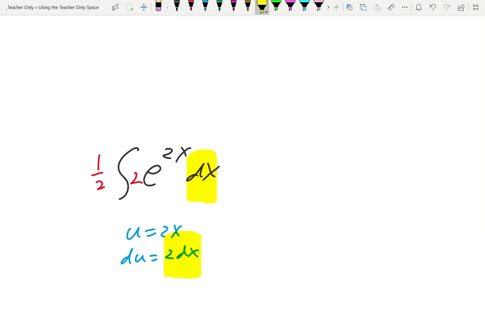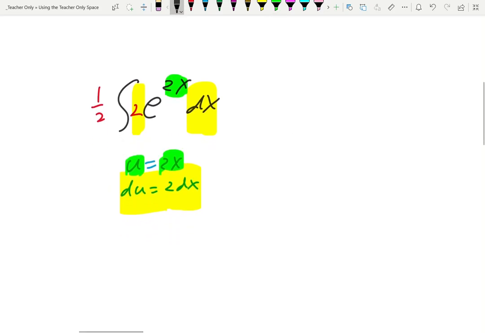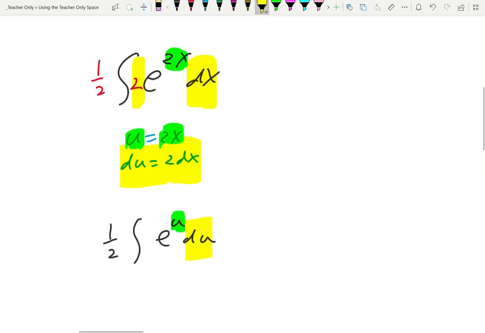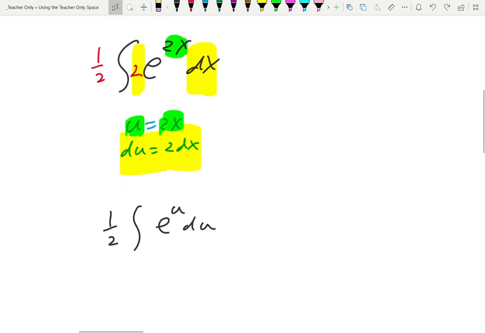It's called the inside-outside technique. So now I have a perfect match. Everything I highlighted in yellow will be replaced with du, and then everything, the 2x, everything I highlighted in green will be replaced with u, leaving us with 1/2 times the antiderivative of e to the u du. As you can see, this was the green and this was the yellow. So now I'm going to take away the color. There we go. Now the antiderivative of e to the u is, well, itself, e to the u.